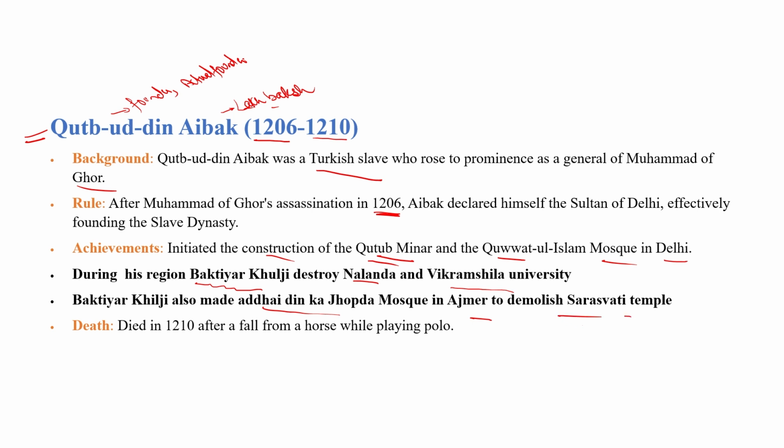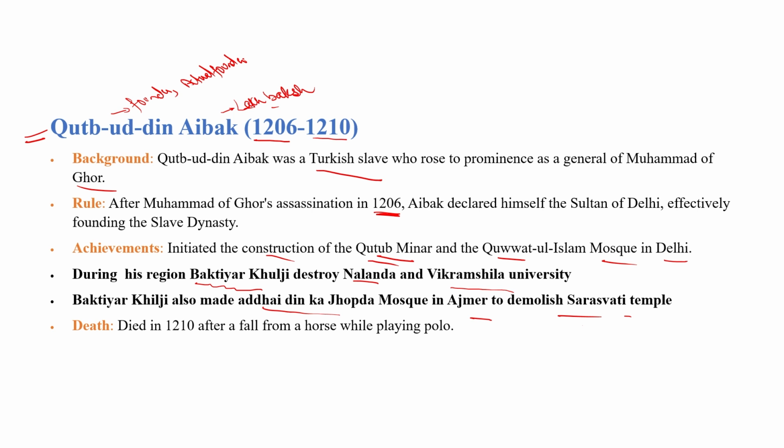There was a Saraswati temple in Ajmer which was established during the time of the Chauhan dynasty, and there was a famous ruler known as Vigrahraj IV. Vigrahraj IV established a Saraswati temple in Ajmer. Later, when Bakhtiyar Khilji became the general of Muhammad Ghori and Qutbuddin Aibak, he demolished this Saraswati temple and converted it into the Adhai Din Ka Jhopda Mosque.